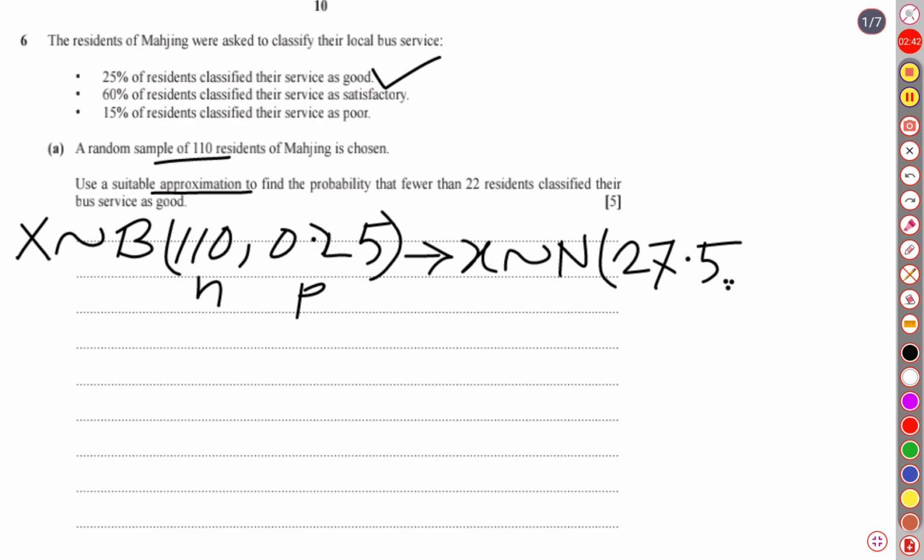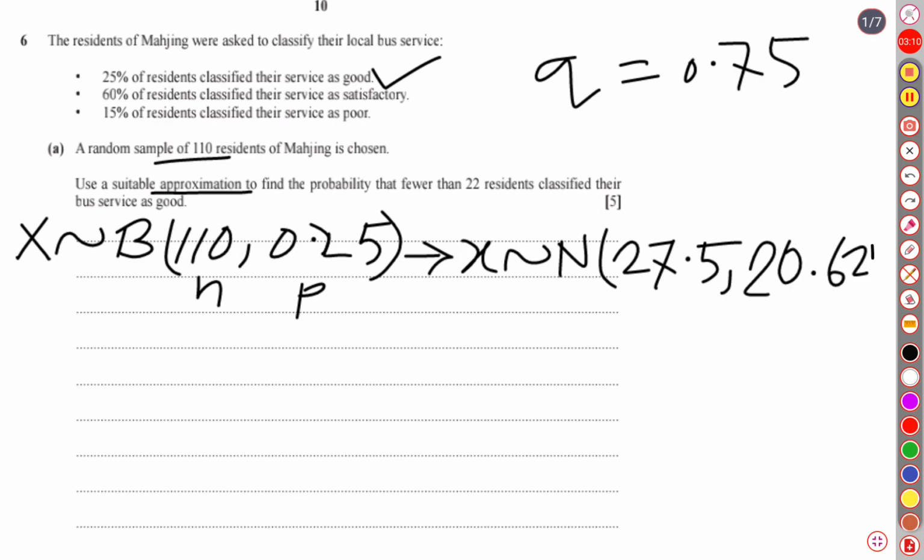How to find the variance? Variance is the product of NPQ. Our N is 110, P is 0.25, so our Q is going to be 0.75. Now if we multiply N, P and Q, it is going to be 20.625.